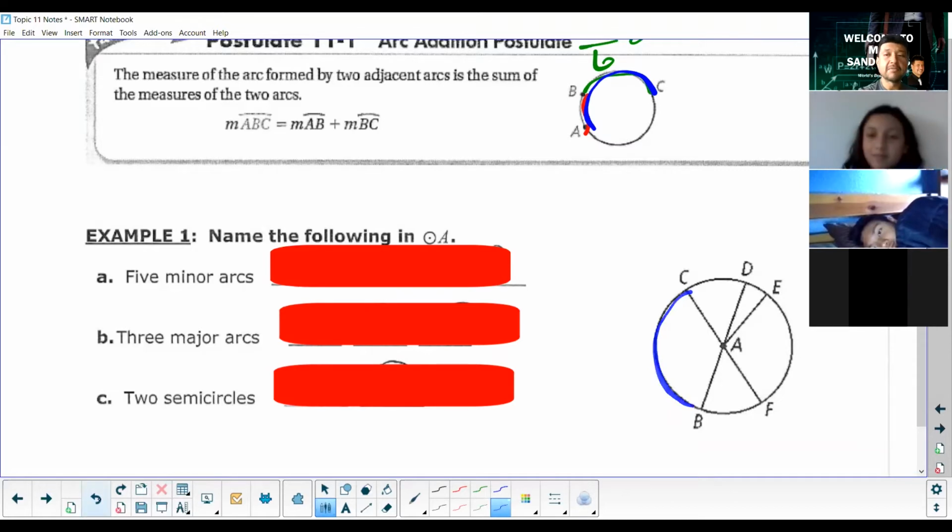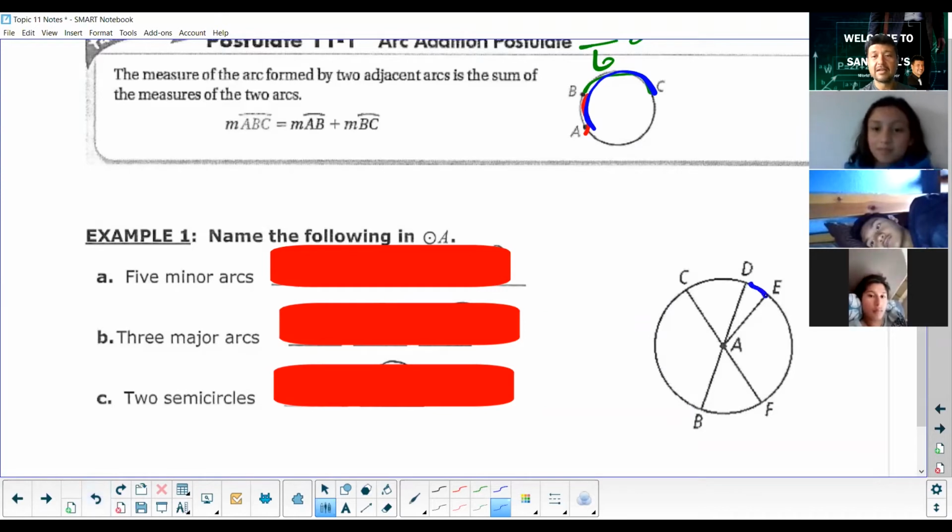Marcus, you name the next one. D to E. DE. Good. Yeah, that is a minor arc. Max, name another one. Minor arc, BF. Good. Yeah, BF is another minor arc. Celeste, can you name, well, I'll give you the other ones. The other ones are EF, and which other one is missing? CE. Oh, we hadn't done CE? Yeah, that's another minor arc.